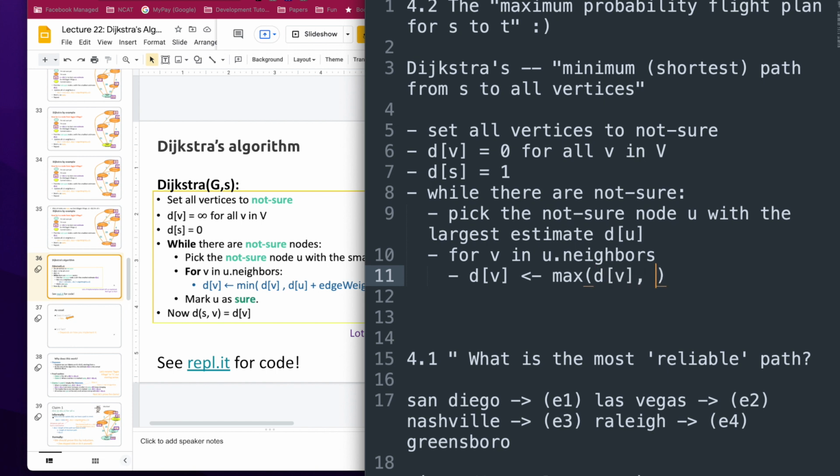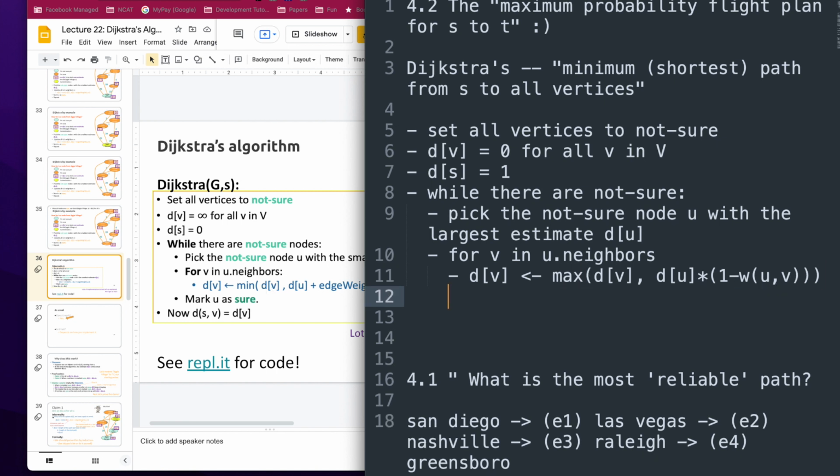Of dv itself, or what is the reliability of getting from S to U times the probability that this new flight from V to U succeeds. So this would be the weight from U to V, right? So we take all the flights from S to U first, that has this reliability. And then we multiply by 1 minus the weight of UV, right? And then everything else kind of stays the same.